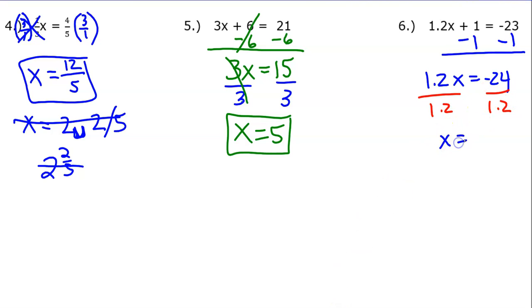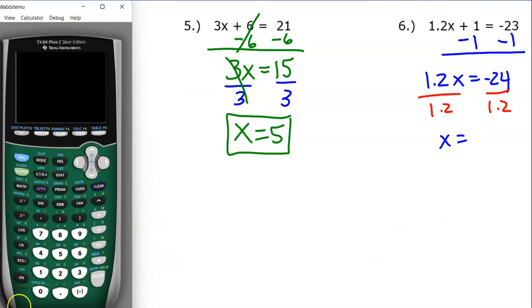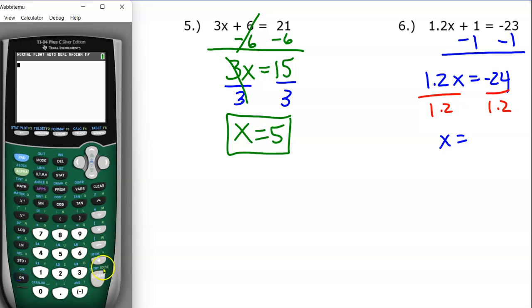to clear the coefficient. So I don't know what 24 divided by 1.2 is, so I'm going to use my calculator here. -24 divided by 1.2, oops, and make it -20. All set.